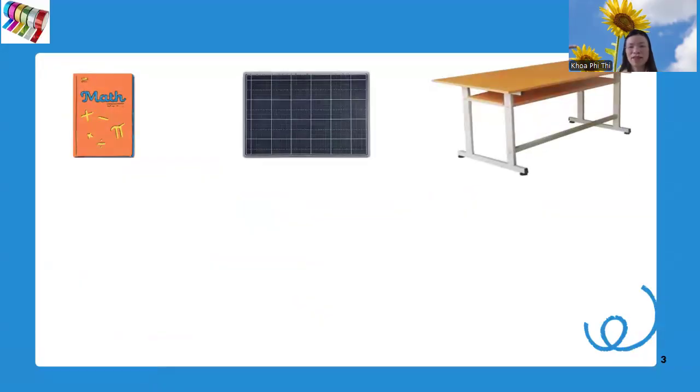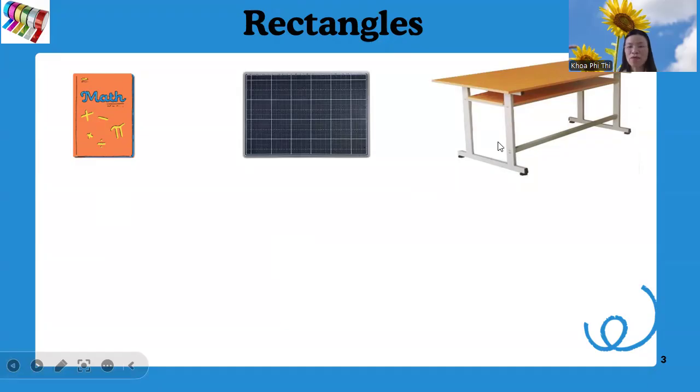Look at these pictures. Can you name these objects? What are they? Good job. They're a book, a board, a handboard, and a table. What shapes are they? Good. They are rectangles. Why do you think the book, the handboard, and the table have the shape of rectangles?